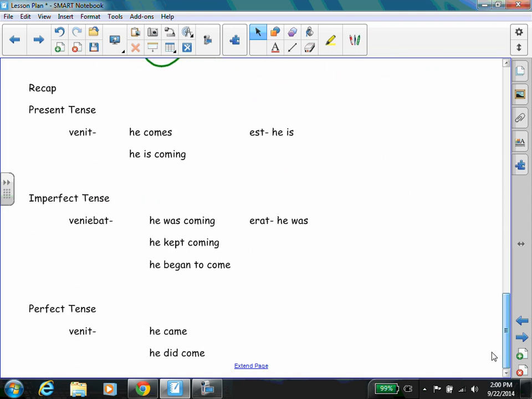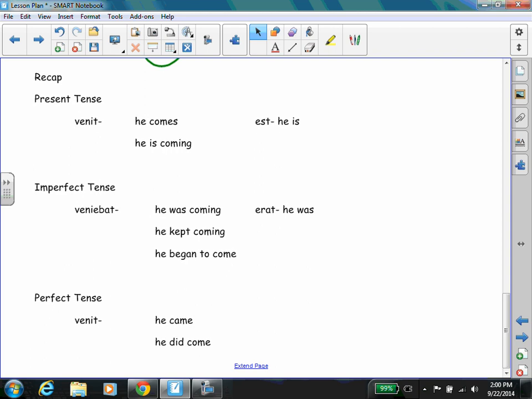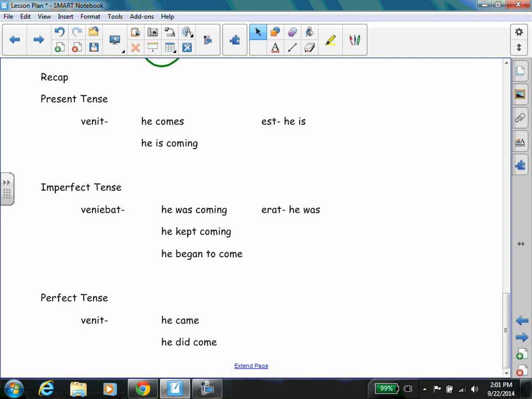To recap, if you can pretty much do everything that's on this section right here, you're going to be in great shape. Present tense is a word like venit. And whenever I have a word like venit, we translate it as he comes or he is coming. We also have the present tense here, est, he is. That is our linking verb. Imperfect tense, I've changed venit. I've added the BA and venibat, and I'm going to translate that as was coming. Kept coming is okay. Even began to come is okay.